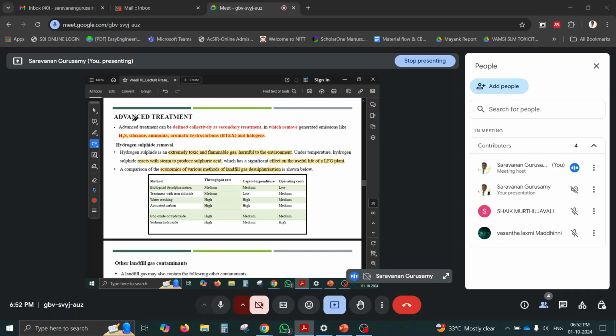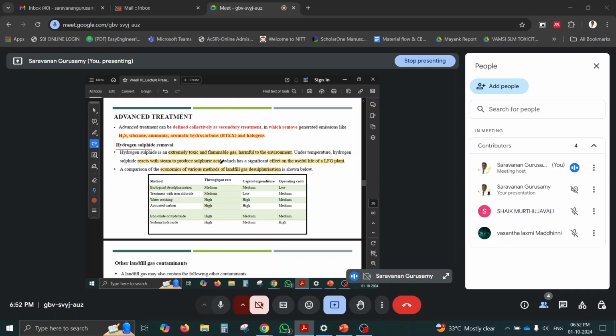In the advanced landfill gas treatment methods, we are removing H2S, siloxane gas, ammonia, aromatic hydrocarbons, and the halogens. H2S will be removed because it's an extremely toxic, flammable gas and harmful to the environment. So it should not be released. Same as methane, it should not be emitted, and it reacts with steam to produce sulfuric acid. That is another important problem.